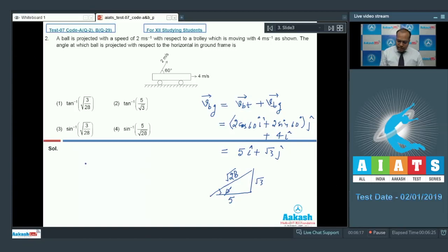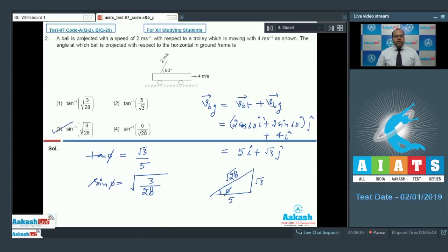So from here we can say that tan phi is equal to root 3 by 5 and sin phi is equal to root 3 by 28. If I check the options, then option 3 is the correct answer. So the correct answer for question number 2 is option 3. Let's move to question number 3.